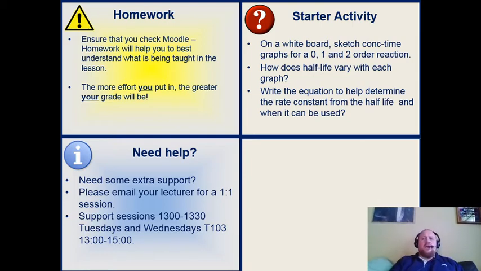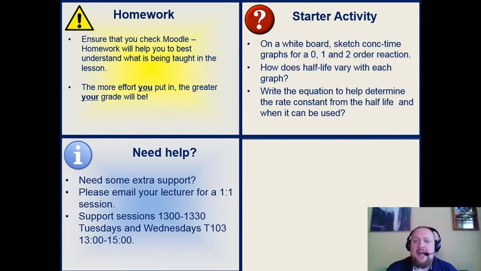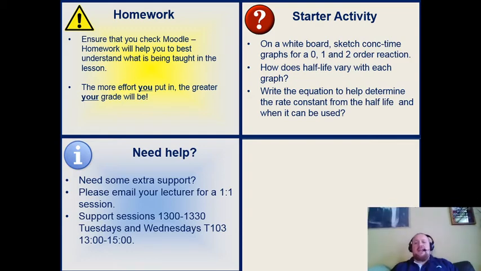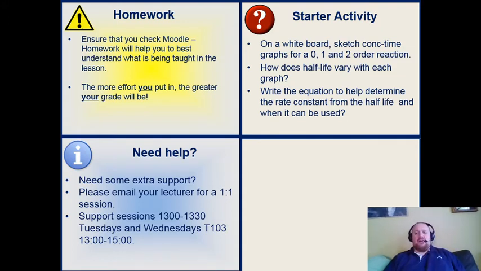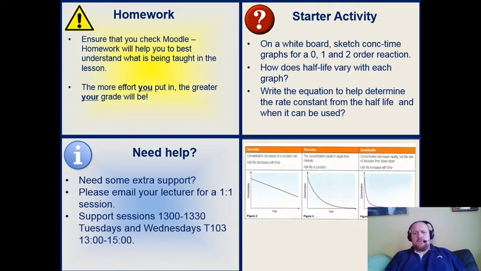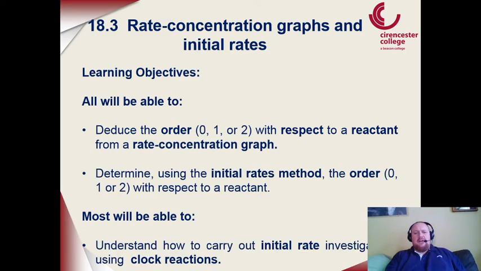Okay, so firstly what I'd like to do is to draw or sketch a concentration time graph for 0, first and second order reactions, and also have a think about how the half-life varies depending on whether it's 0 order, first order and second order, and maybe have a look at the equation that you could use to work out the half-life. Okay, so let's go actually forward to this.